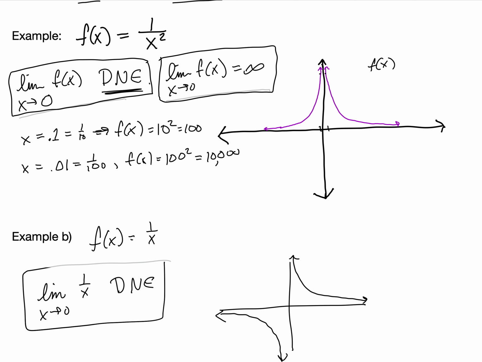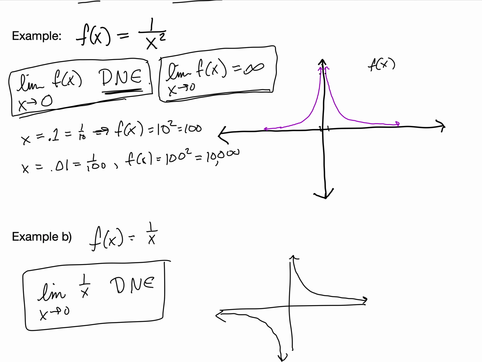So here, the limit just does not exist as x approaches 0, whereas here, you could answer it in two different ways. You could say that the limit approaches infinity as x approaches 0, or you could say that the limit does not exist, and either would be reasonable ways to describe the situation.